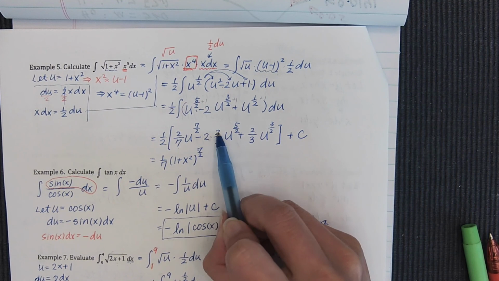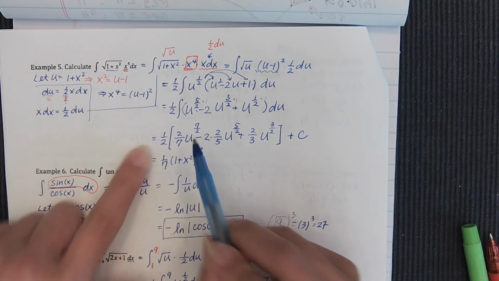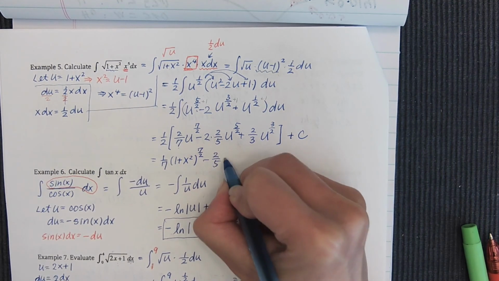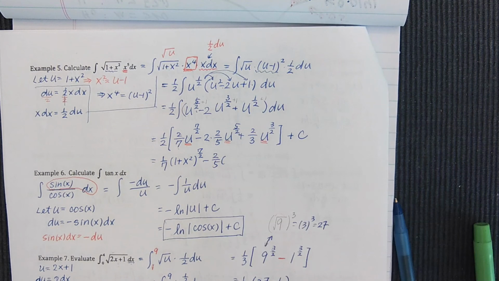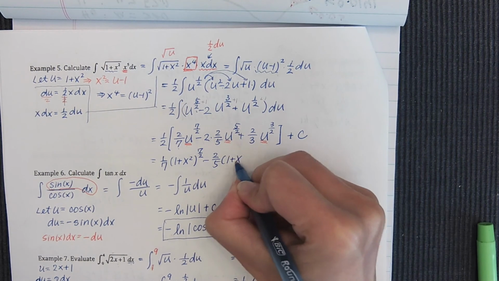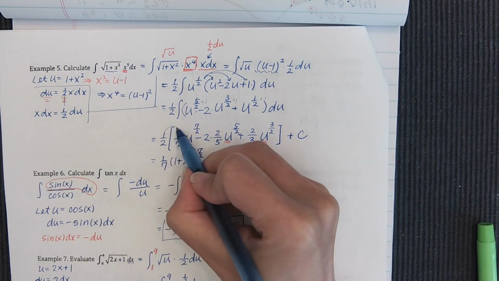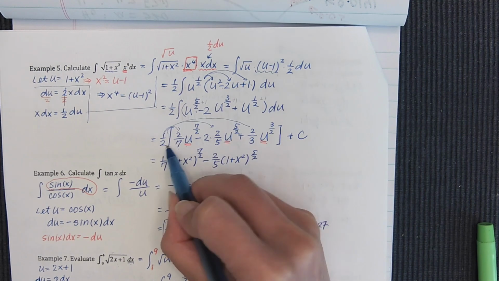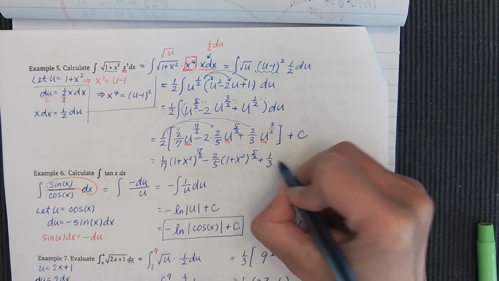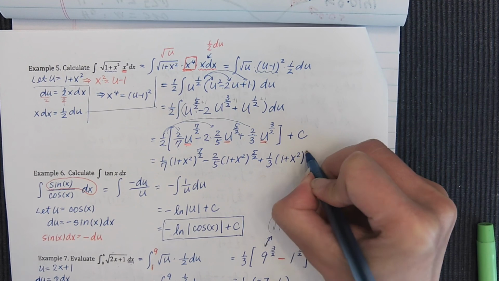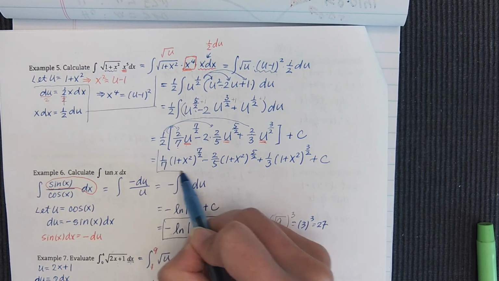This guy, it's a 4, right? But again, times the 1/2. I know, 2 I can cross out. So negative 2 over 5. And then again, back to the x. You have to change the u back to x. So it's 1 plus x square to the 5 over 2. Again, last one, the 2 cancel out. 1 over 2 and the 2 cancel out. It's 1 over 3, and the u has to be 1 plus x square to the 3 over 2. Then finally plus c. That's your final answer.